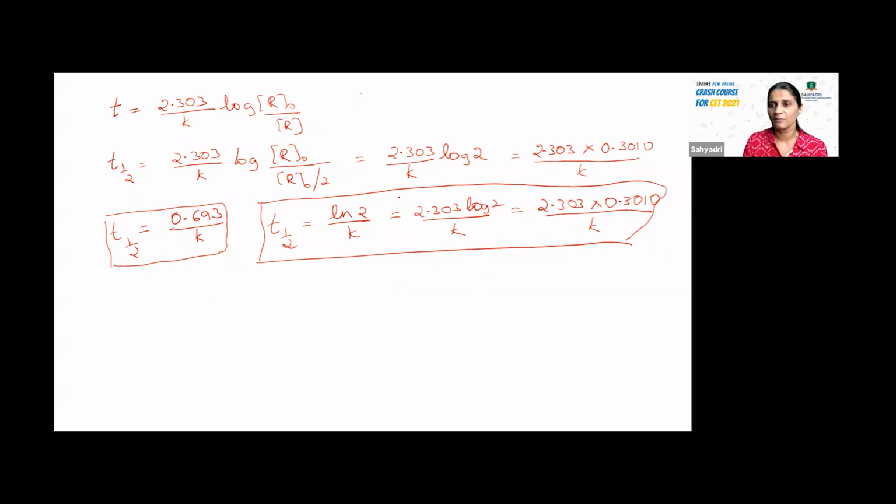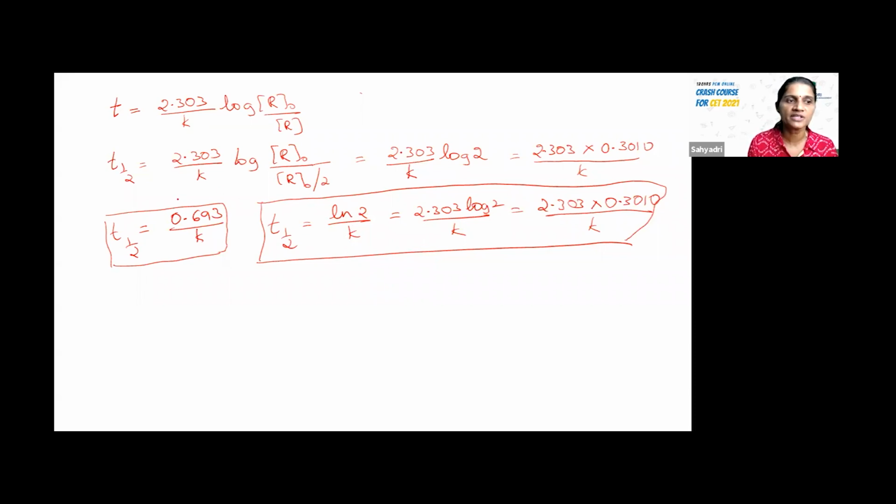Or directly, it can be asked, which of the following relations hold good for the first order reaction? Ln 2 by t half is equal to ln 2 by k. If it's given, will you put it as wrong or is it correct? It is correct. Ln 2 divided by 0.693, how do you get? It is ln 2 divided by k. Did you understand? Or 2.303 log 2 by k is also correct. Or this is also correct. So all these expressions are true for a first order reaction. I hope this is clear.